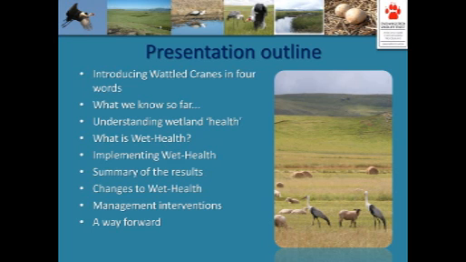Okay, so basically I'm going to just run through what we know so far about wattle cranes in terms of what determines their breeding. Understanding what we mean by wetland health or wetland integrity. What is WET-Health, which is the tool that we used. Most of you guys should know about it. Summary of the results, how we've tweaked WET-Health to make it a bit more applicable to wattle crane breeding, management interventions that have been identified, and a way forward.